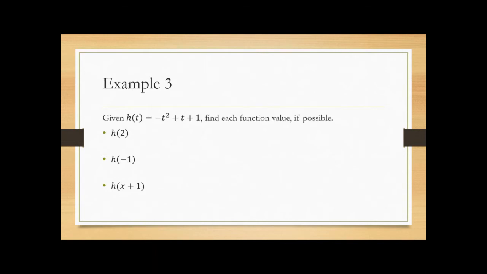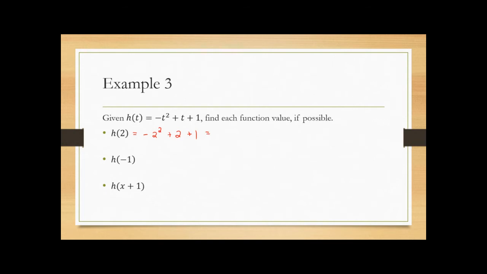So we have h of t equals negative t squared plus t plus 1. And we're finding the function value, the output. So this means I plug in my input and then see what I get out. So we start with h of 2. That means my input is 2. So everywhere I see t, I'm going to replace that with 2. So I have negative 2 squared plus 2 plus 1. And then I want to simplify that as much as possible.